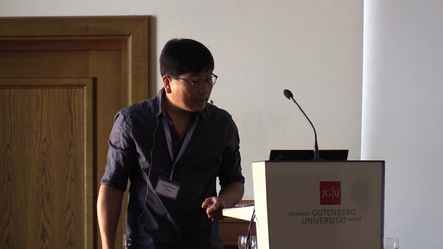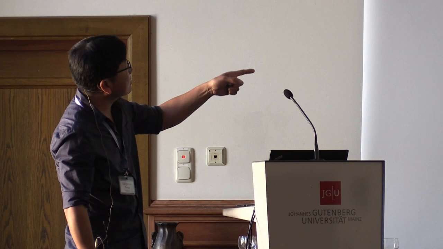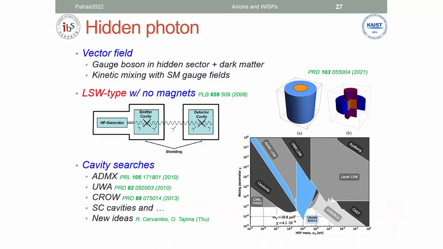I have two slides, but the hidden photon search is going well. The LSW type is going on. There are many experiments going on, and CROWS has done a good job with the magnetic shielding and stuff like that. And there are new ideas here. I noticed that there are two dedicated talks at the workshop, and we also have a very nice configuration of the cavity to enhance the sensitivity by two orders of magnitude, developed by CAPP.